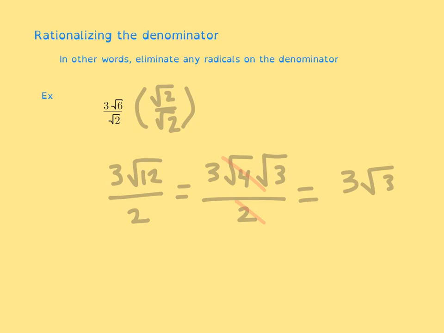If you plug this into a calculator, 3 root 6 over root 2 and 3 root 3, you should get the exact same answer. Here we've eliminated the fraction entirely. Just by trying to rationalize that 2 on the denominator, we've ended up eliminating the fraction. So that's kind of a neat question.